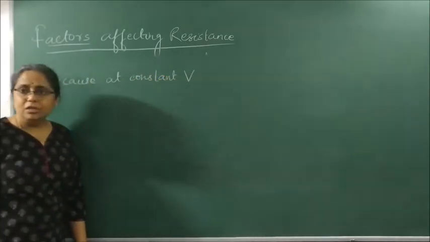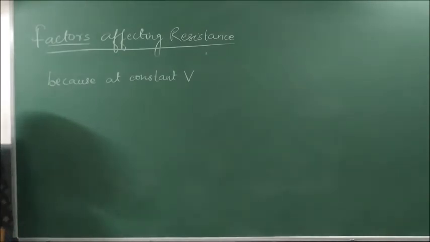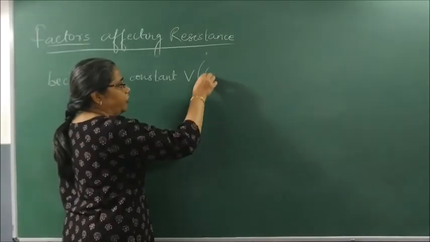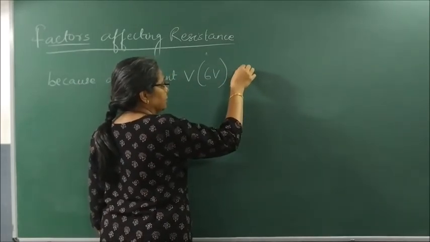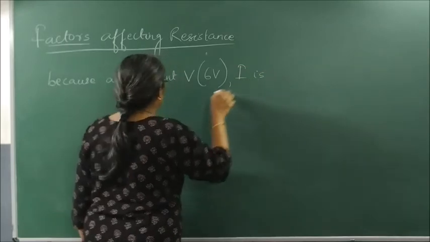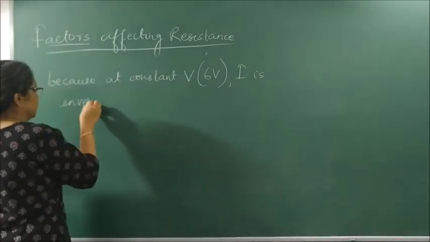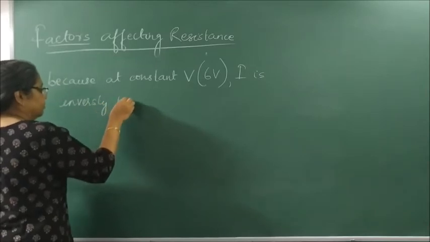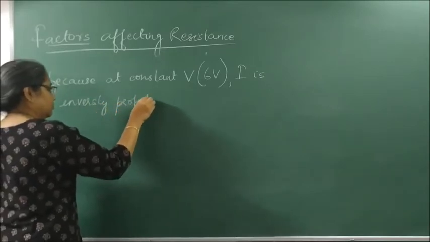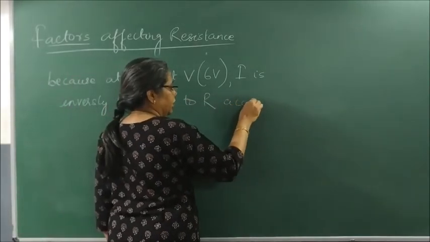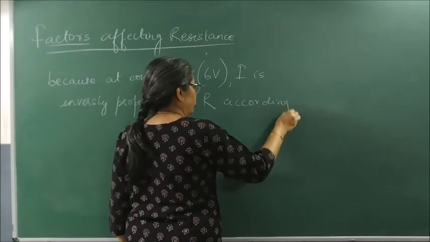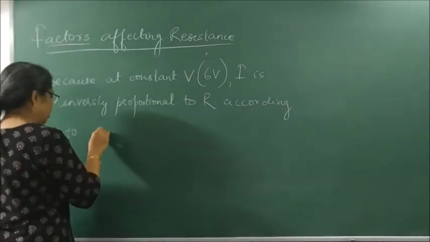our V is constant, we have taken how much? 1.5 volts, 4 cells each. So 4 cells actually, so 6 volt. So we have taken a constant V of how many volts? 6 volt. Current or I is inversely proportional to resistance, according to which law? Ohm's law.